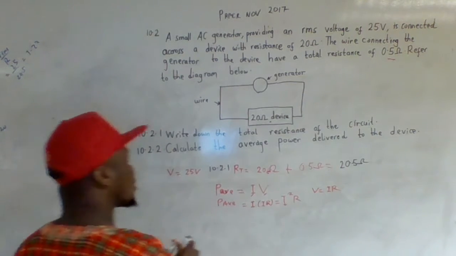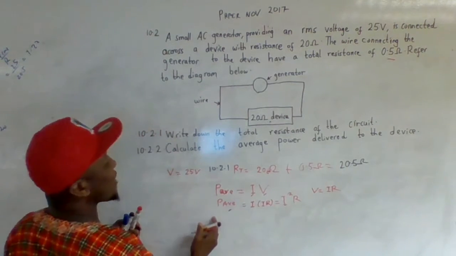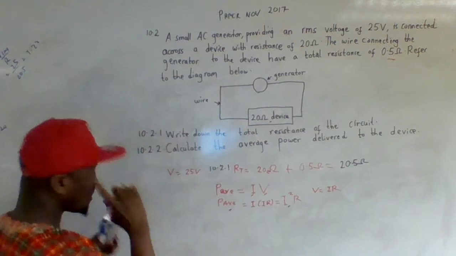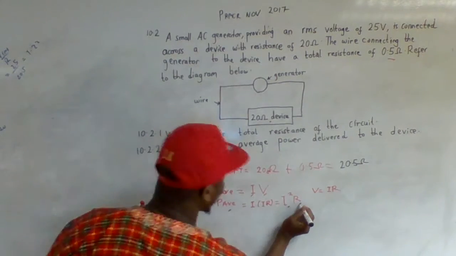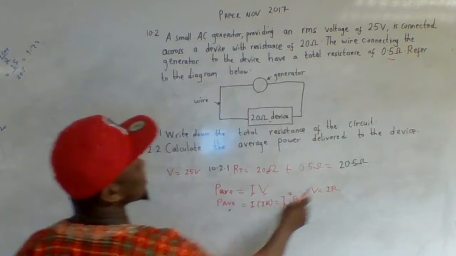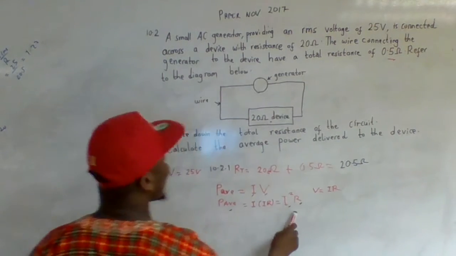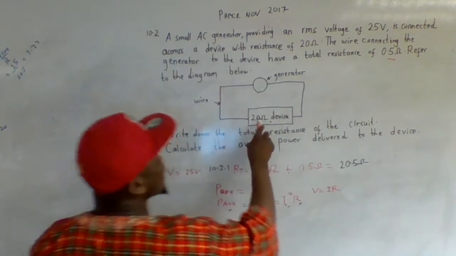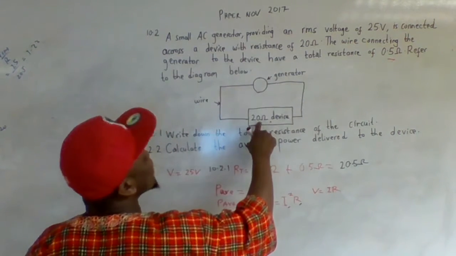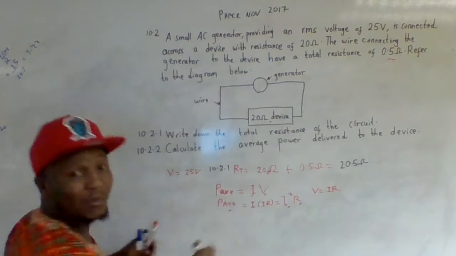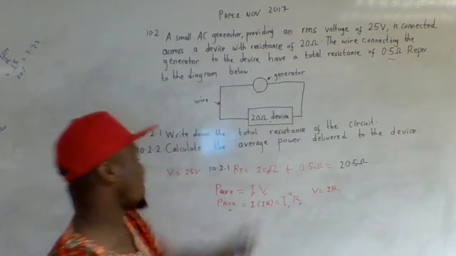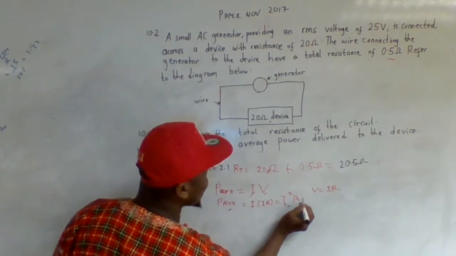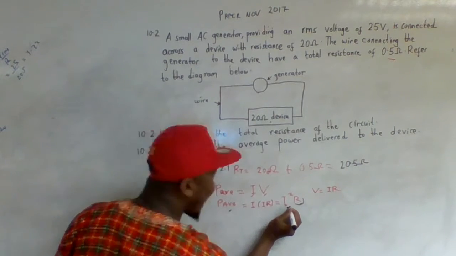So now we look, I'm looking for power average. Do I have a current? No, I don't. But resistance I have. Which one should I take, 20.5 or 20? It says the average power delivered to the device. So in the device, we're going to have to use 20 because it's the resistance of the device. So resistance I have, 20. So I need to find the current.